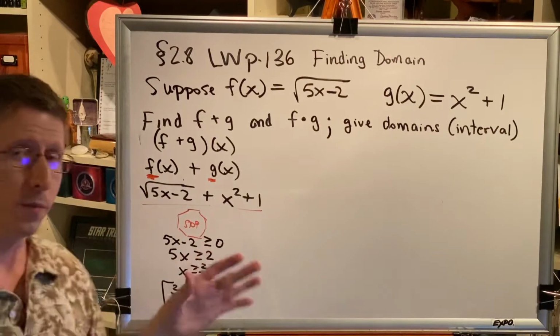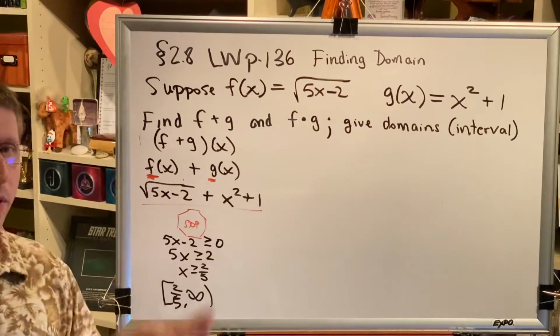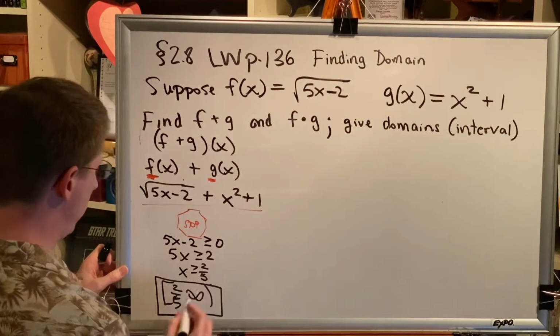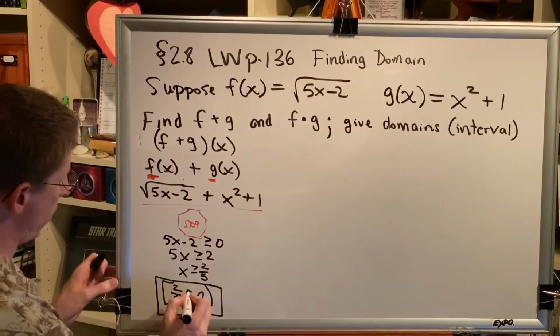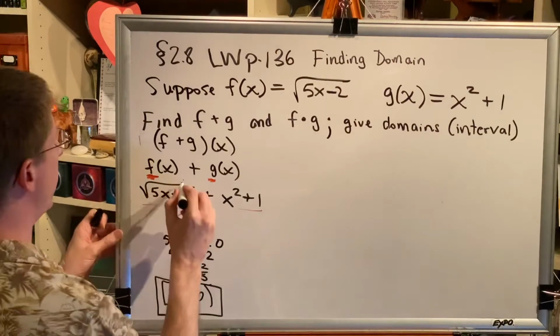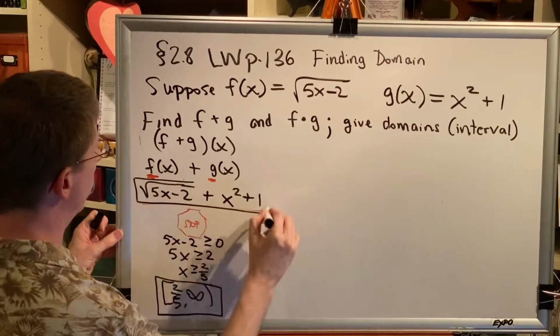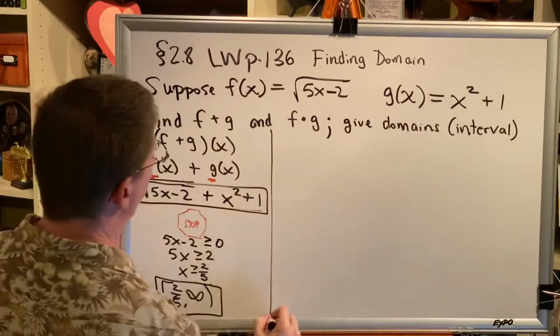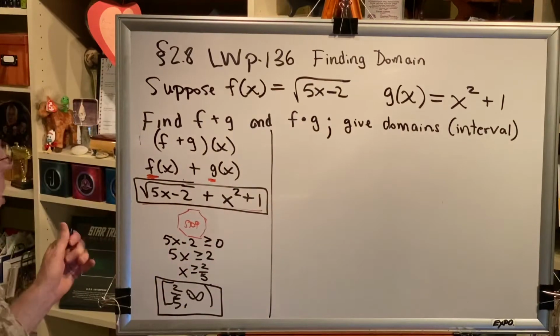Step 3, logarithms, we have none. Step 4, denominators, we have none. So this right here is our domain. This is the interval. And this right here cannot be simplified, so therefore it is our final answer for find f plus g. All right, let's move on to find f dot g.